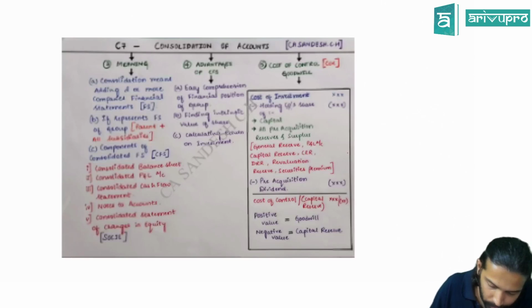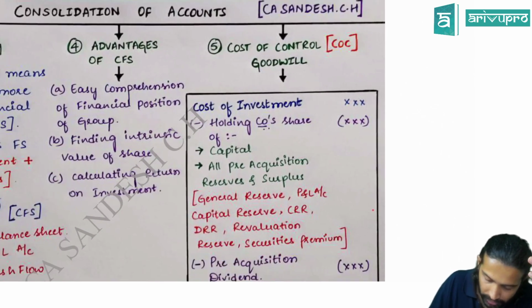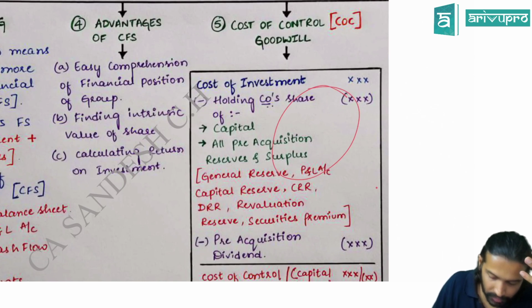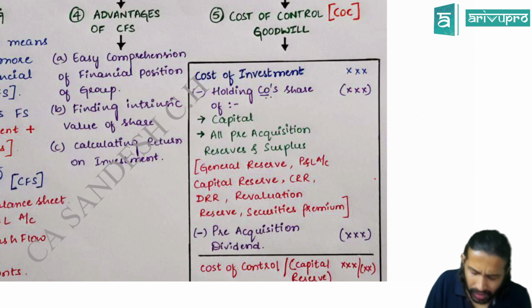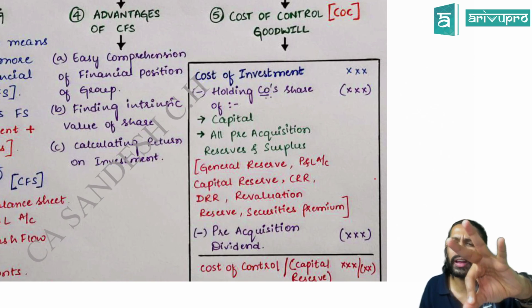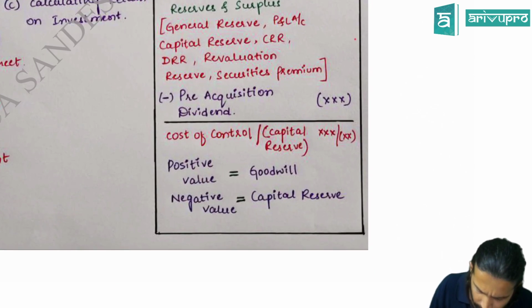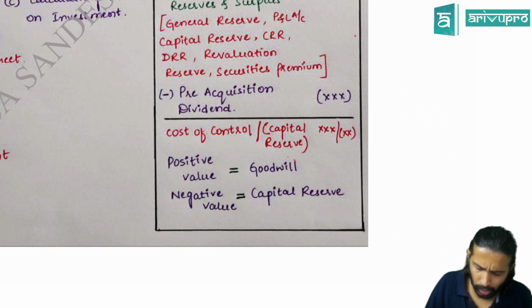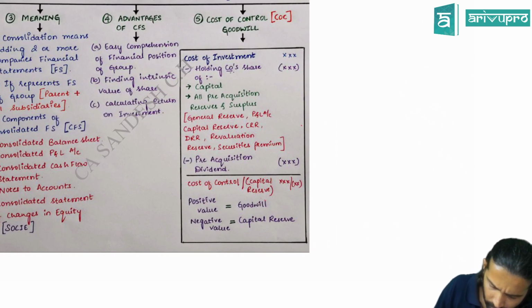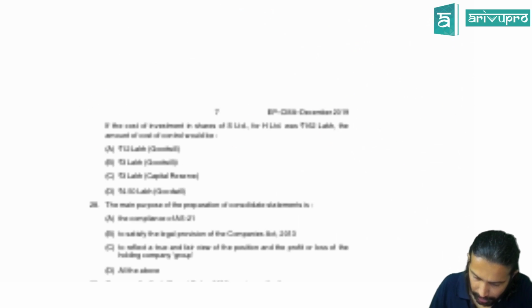You remember this chart which we did? How do you get cost of control or goodwill? You take cost of investment. From cost of investment, what do you have to deduct? Holding company's share of capital and all the pre-acquisition reserves and surplus. Or simply, take cost of investment and from that deduct the holding company's share in net assets. If you get a positive number, it's goodwill. If you get a negative number, it's a capital reserve. All this we have done, questions like this. Okay, we'll just apply that here in this problem. That's all.